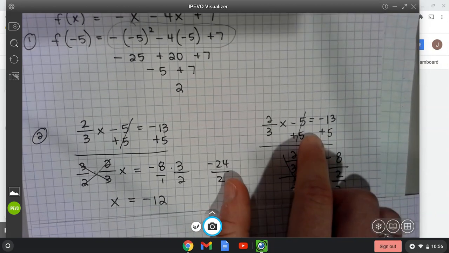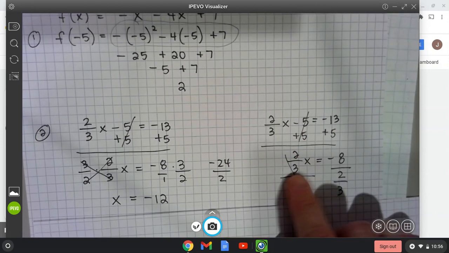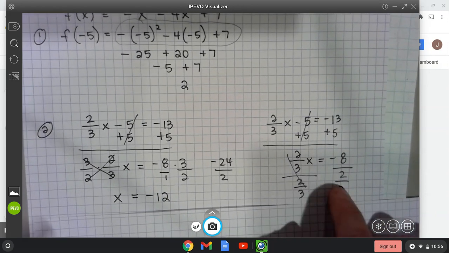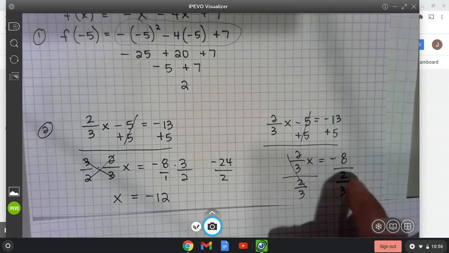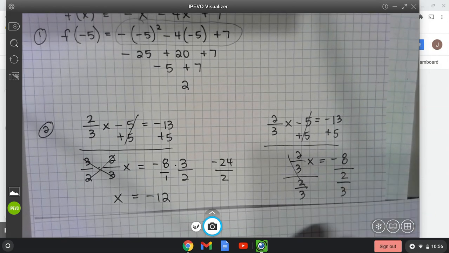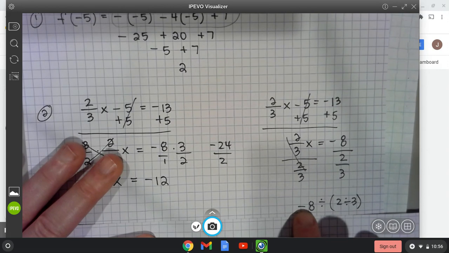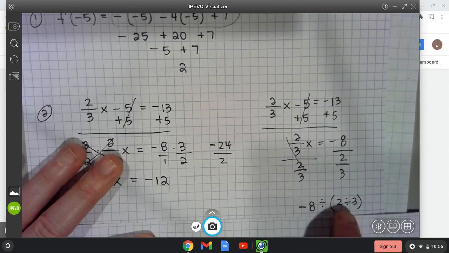Just to give you another solving idea, if you add 5 and get down to the 2/3 x equals negative 8, you are allowed to divide the 2/3 away like you normally would when something is attached to x, but that means you have to be able to plug this into your calculator correctly. So if you're going to plug that into your calculator, just make sure you do negative 8 divided by.